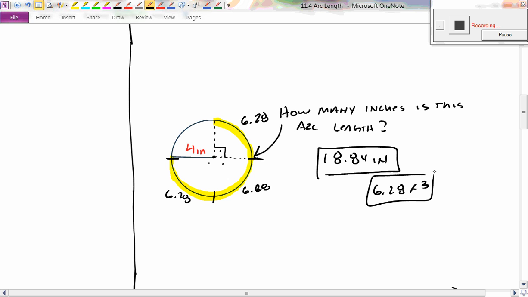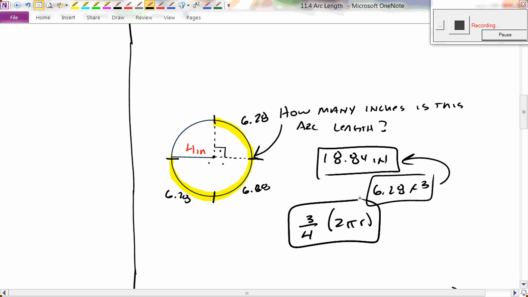Is there another way we can get the answer of 18.84? Yes, Chad. You can add 6.28 to 12.56. Okay, you can do that. Is there another way we can do it? Yes, subtract 6.28 from 25.12. Okay, find the whole thing, right? So how many arc lengths did we find of the total circle? We found 3 of the 4 of the total circumference, which is 2 pi r. You guys with me on that?